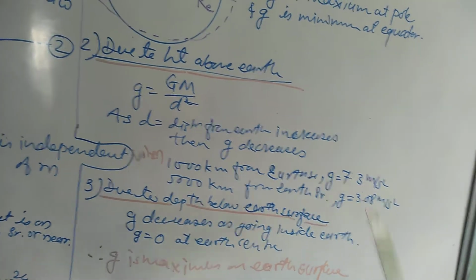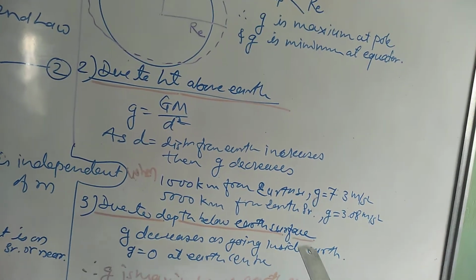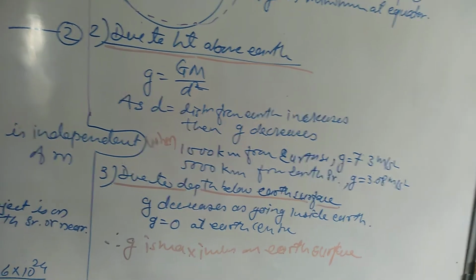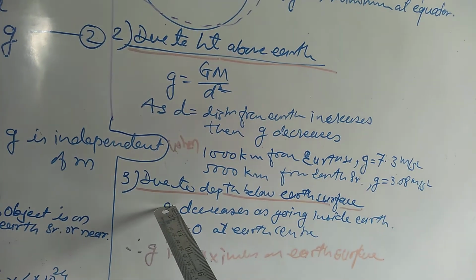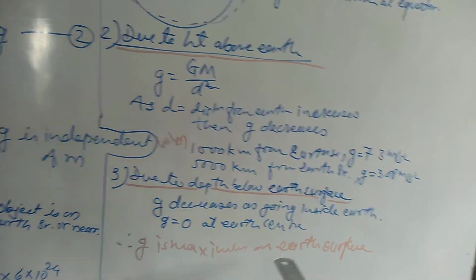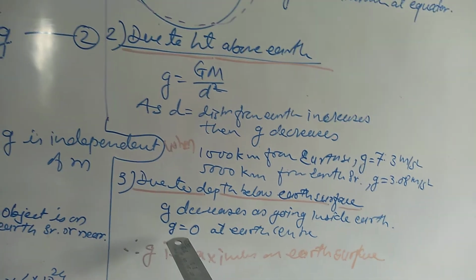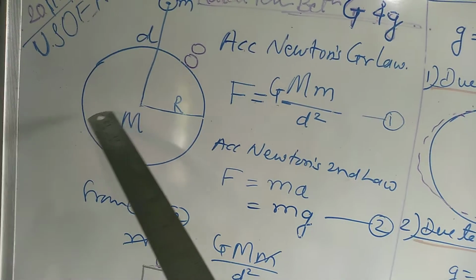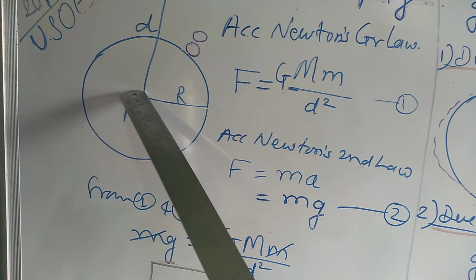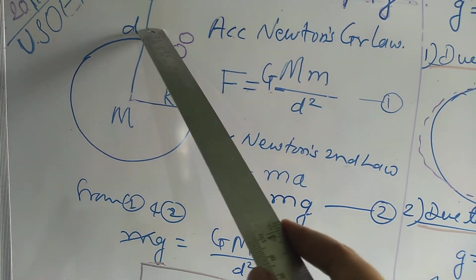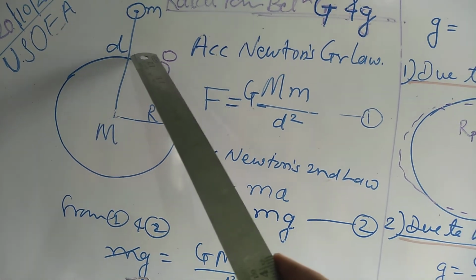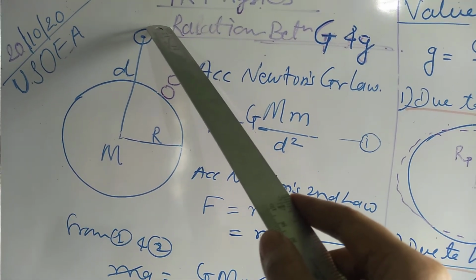It doesn't mean that if the object is going inside the earth, then the value of g increases. No, then also the value of g will decrease as we are going inside the earth. And at the earth center we can find out that the value of g is 0. When we are coming inside the earth, the value of g is decreasing. When we are going away from the earth, the value of g is decreasing.